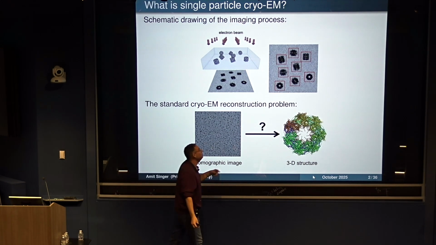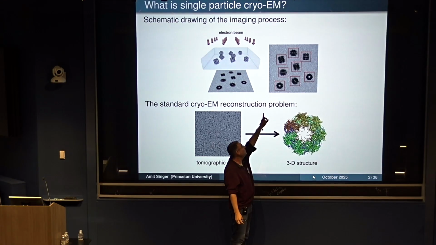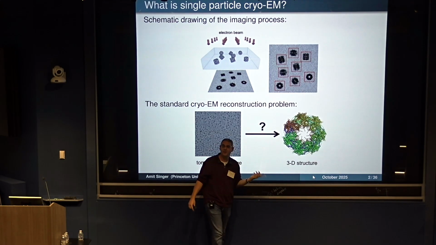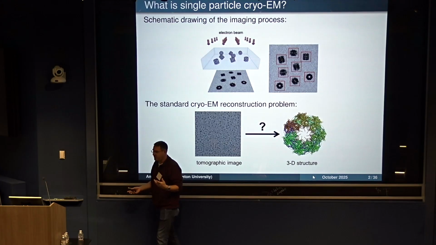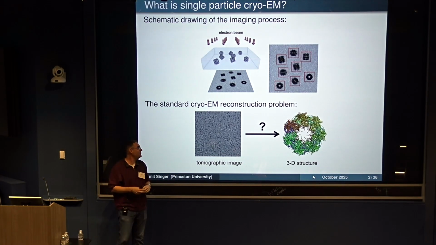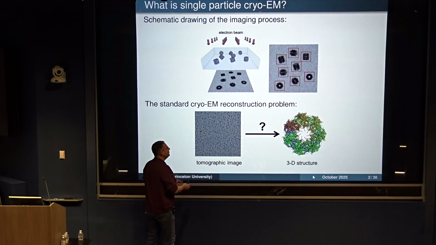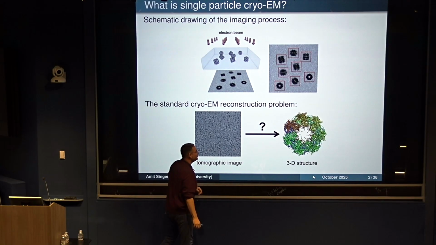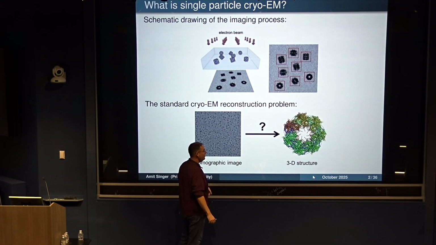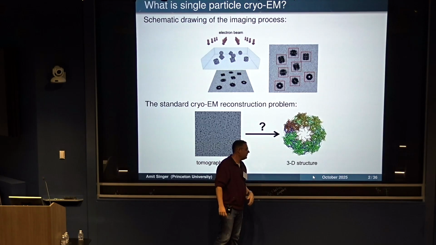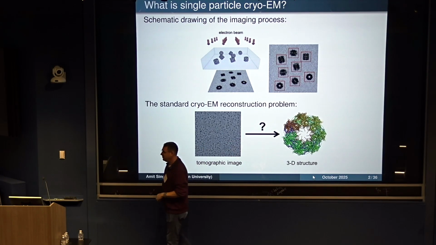The first task usually is to look at the micrograph and to pick particles, to select where they are. This is called particle picking. It's basically image segmentation. And then our task is to solve this inverse problem, to go from these very noisy tomographic projection images and to estimate the 3D structure.